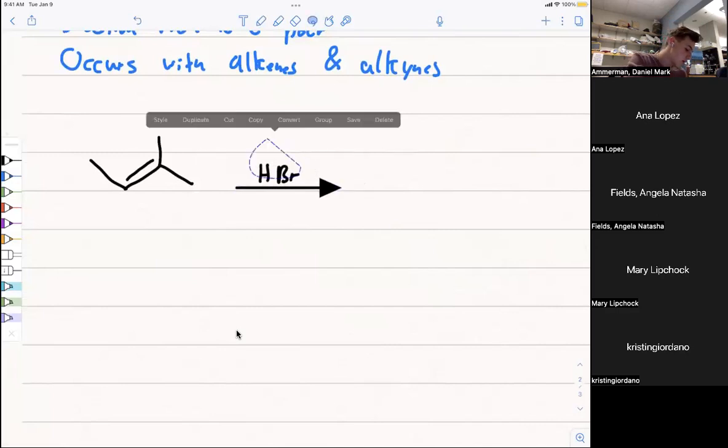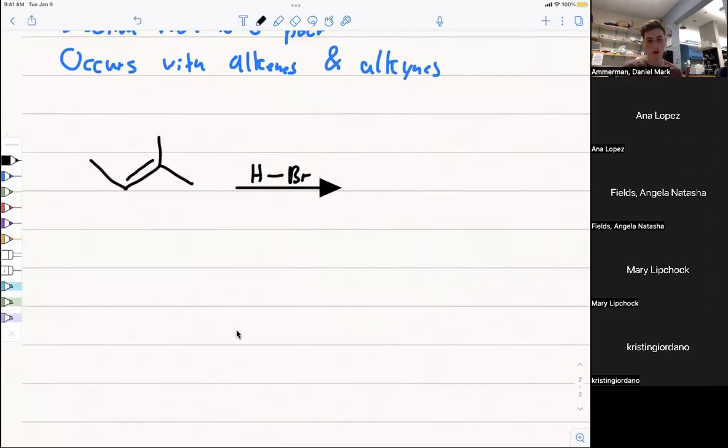And what happens is I'm just going to draw a bond between the H and Br. This is just for emphasis. It's always there, but we want to draw attention that this exists here. So the Br is very electron rich. It's pulling the electrons in this bond here toward itself because Br is very electronegative.